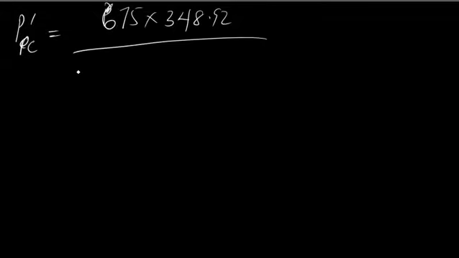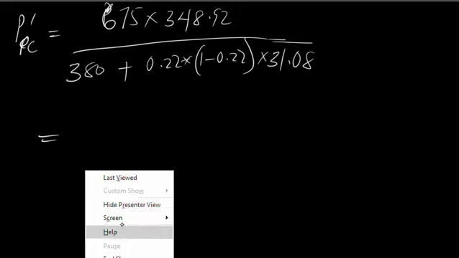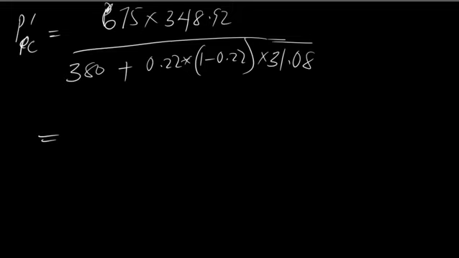So let's write this in another place. The adjusted pseudo-critical pressure is equal to, let me just write the value, 675 times 348.92 divided by 380 plus 0.22 times 1 minus 0.22 times 31.08. So that is it. Now let's use our calculator to calculate the value.